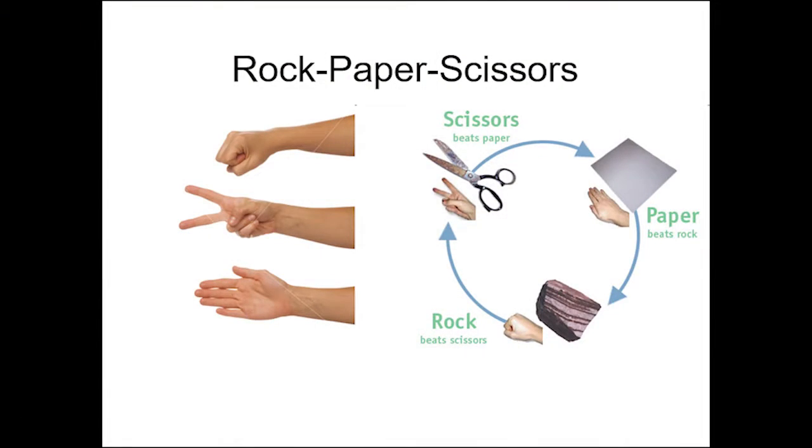It's like your, what do you call that? Bato-bato pick. Okay, so it's like your bato-bato pick where the scissors win over the paper because the scissors can cut the paper. The paper can win over the rock because the paper will cover the rock. And the rock will win over the scissors. Why? Pupukpukin yung scissors.